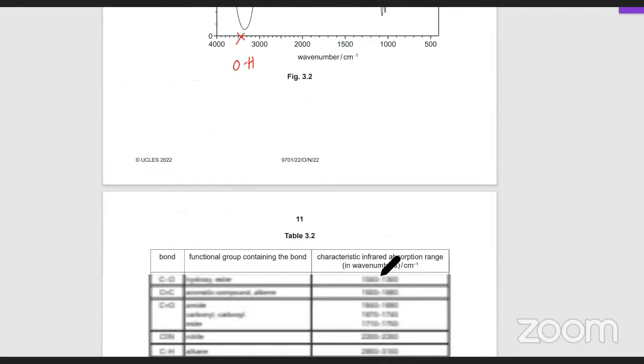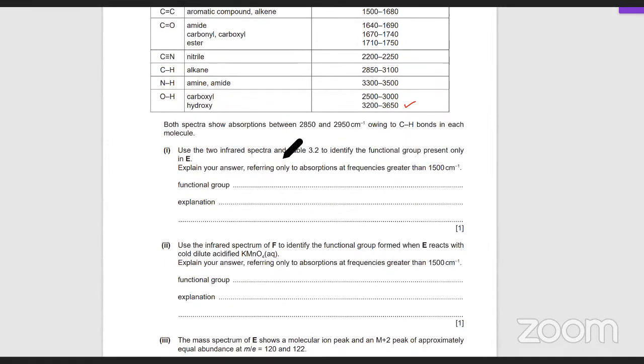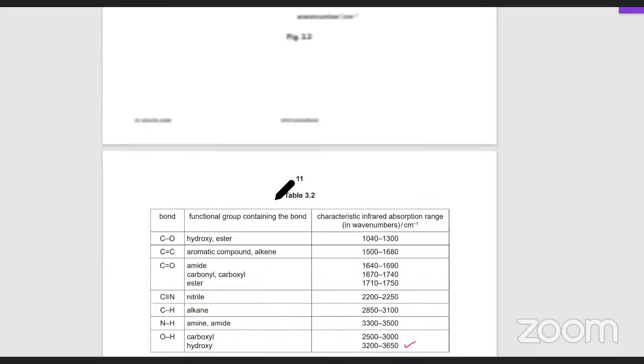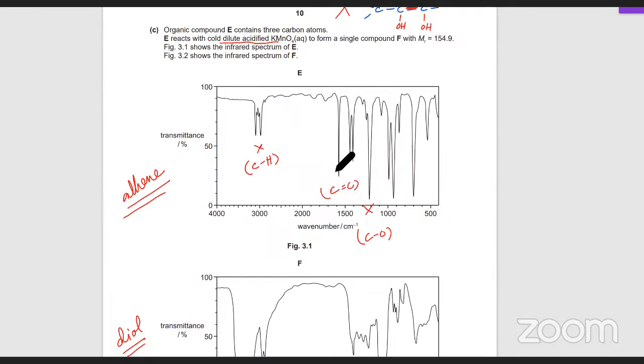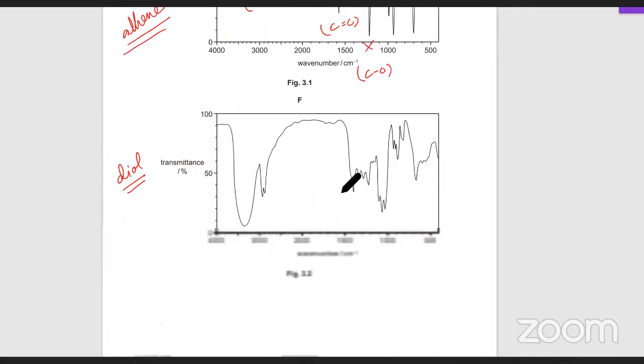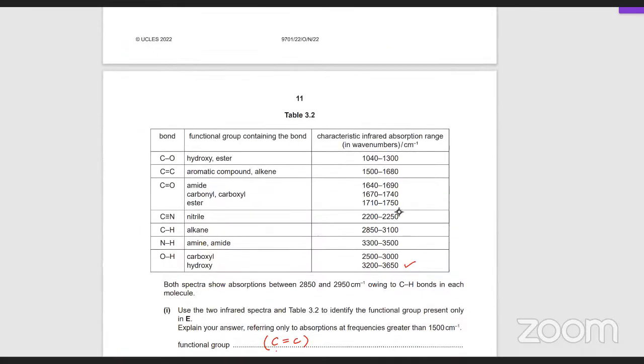Question देख लेते हैं. What is the question? Use the two infrared spectra to identify the functional group present only in E. Explain your answer referring only to absorptions at frequencies greater than 1500. तो हम कह देते हैं कि we found out that it's got a double bond. और explanation में वही होगा कि you're getting an absorption around the 1600 mark. जो table के अंदर ना, that shows an alkene.